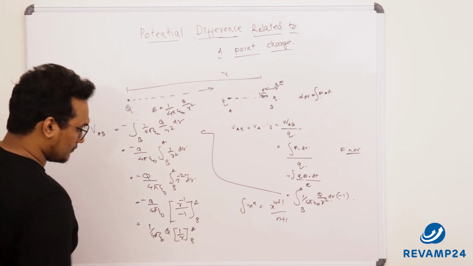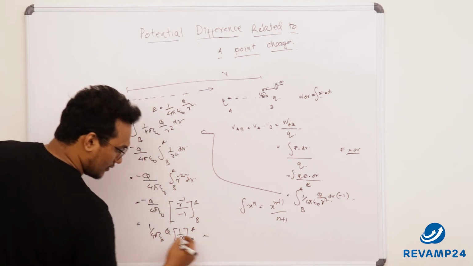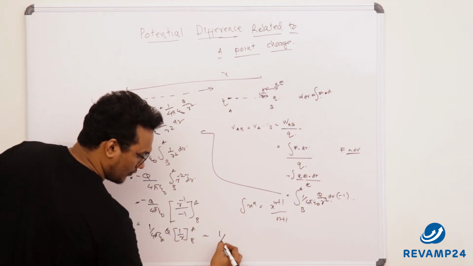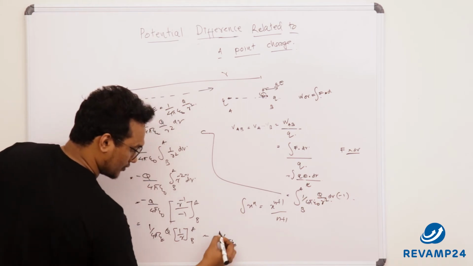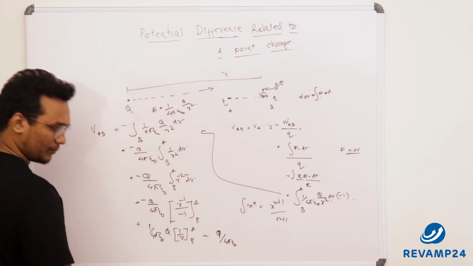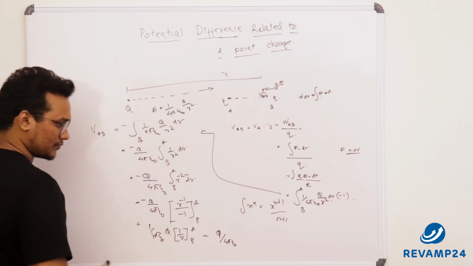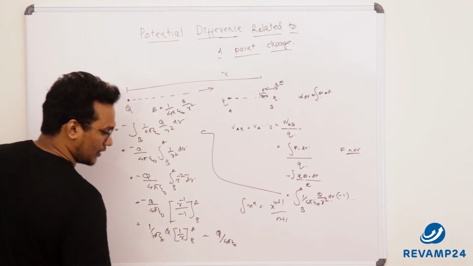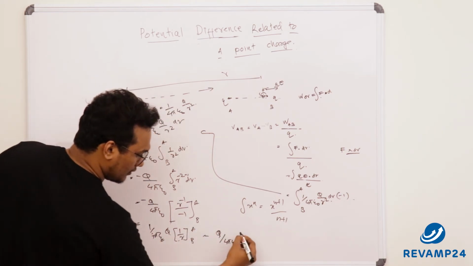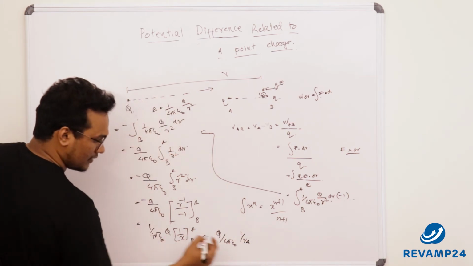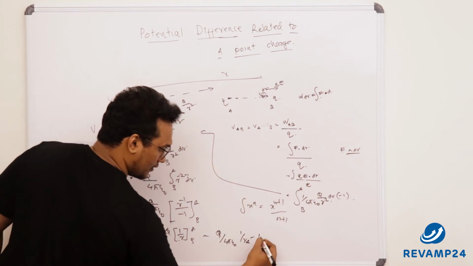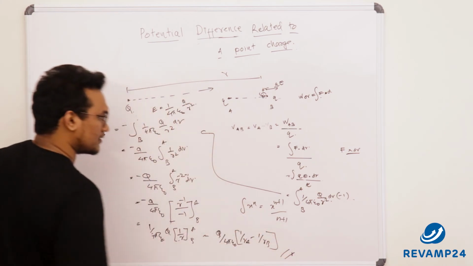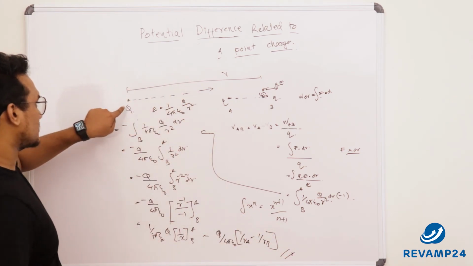How can I simplify this further? Upper limit, substitute the upper value and lower value. So this will become 1 by 4 pi epsilon 0. So this is q. So q into 1 by 4 pi epsilon 0 is nothing but q by 4 pi epsilon 0. Put upper limit, then subtract with lower limit. So what is upper limit? 1 by ra minus 1 by rb. So this is the potential difference due to a source charge.